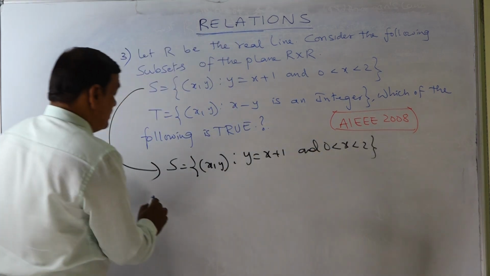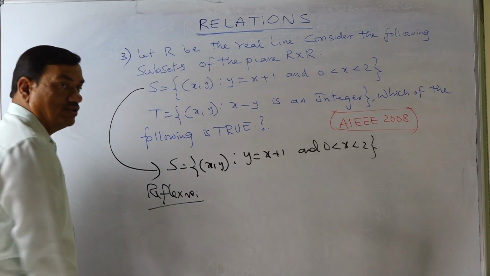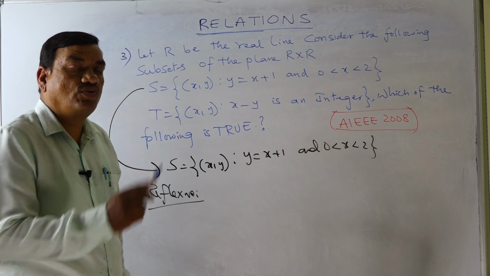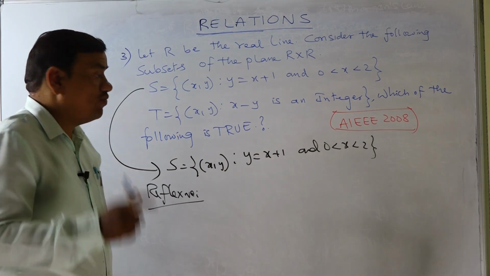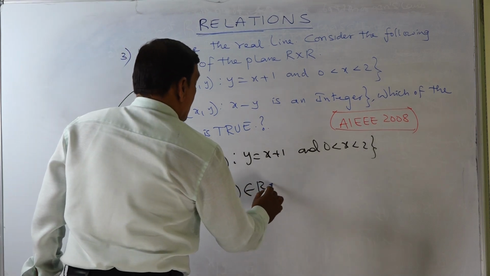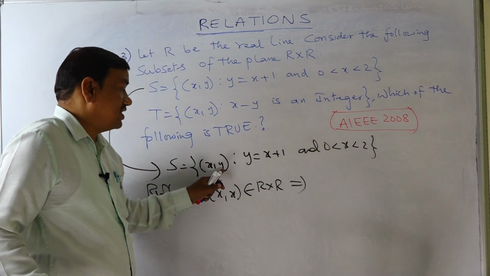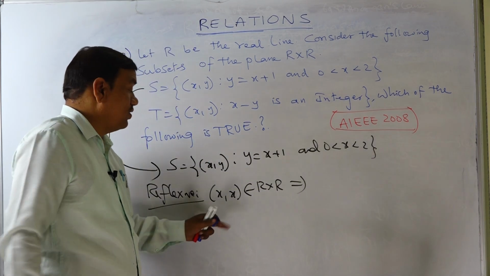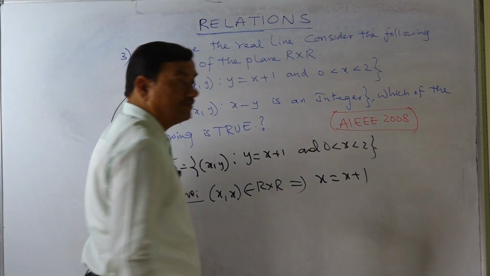So to check whether it is reflexive, we have to take any one number. On the real number line, let us take only one number. That means (x, x) belongs to R cross R. Now you check whether (x, y) satisfies y is equal to x plus 1. Here, x is equal to x plus 1.